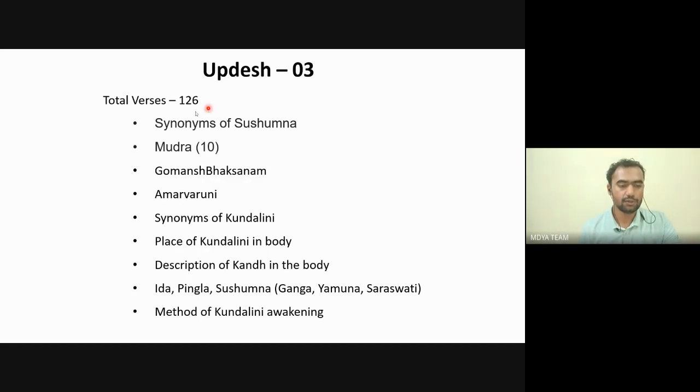Updesh third. Total verses are 126 according to the Kaivalyadhama text. Okay. Synonyms of Sushumna: I think 7 kinds of synonyms are mentioned there. A total of 10 kinds of mudra are mentioned there: Mahamudra, Mahabandh, Khechari Mudra, Viparita Karani, Vajroli, Shakti Chalani, etc. So total 10 kinds of mudra. The explanation is in the third Updesh.